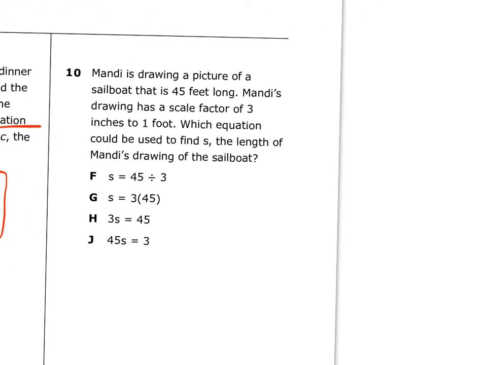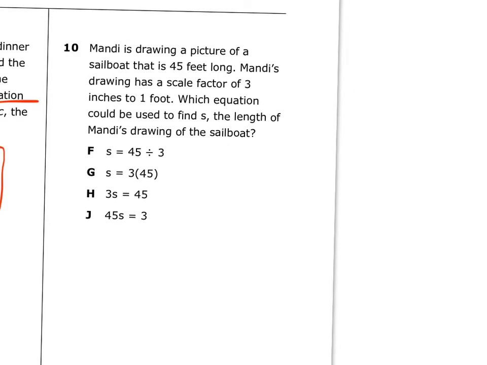Number 10. Mandy is drawing a picture of a sailboat that's 45 feet long. Mandy's drawing has a scale factor of 3 inches to 1 foot. Which equation can be used to find S, the length of Mandy's drawing of the sailboat? Now, all I'm going to do is set up a proportion. I'm comparing inches and feet. Now, how many feet is her sailboat?